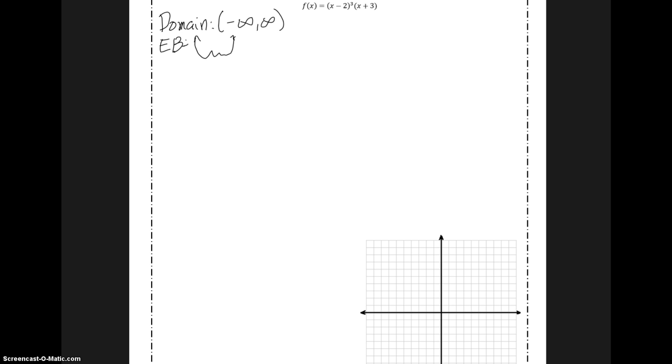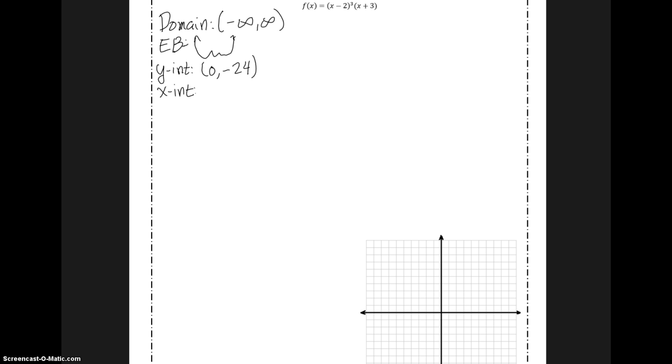Okay, the next thing that we want to find is the y-intercept. So how do we find the y-intercept? We plug in x equals 0, and if I plug in x equals 0 to this function, I get negative 24.